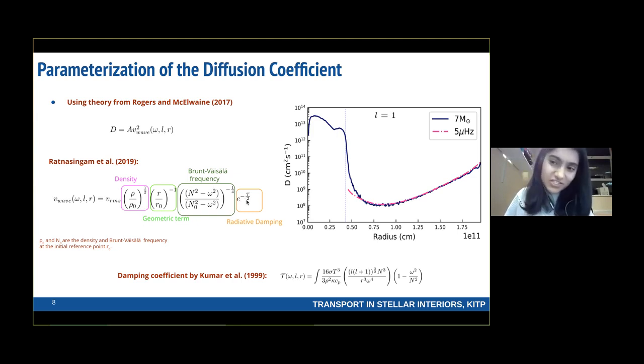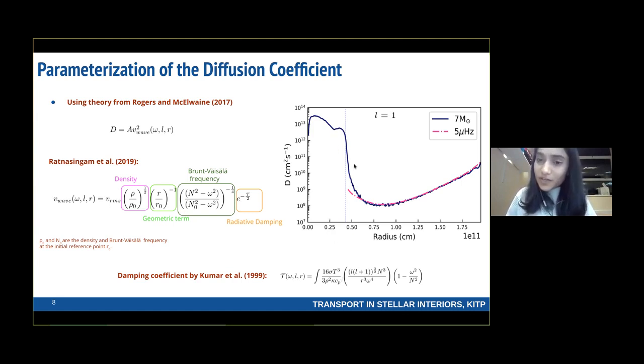The damping coefficient we calculated using the following equation from Kumar et al., where the damping coefficient varies directly with the wave number and Brunt-Väisälä frequency and inversely with the frequency. So using these equations, we calculated the theoretical diffusion coefficient for a set of frequencies and wave numbers. We considered the wave with wave number L equal to 1 because the contributions from higher wave numbers were negligible, as expected from this equation.